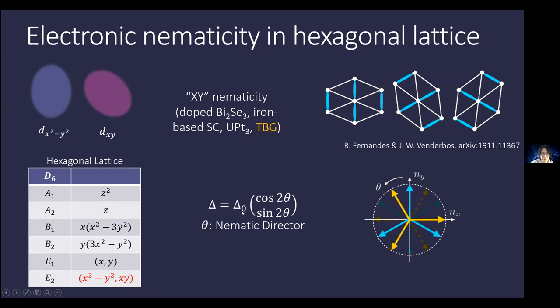So basically you have the two-component order parameter, which has an amplitude and a particular direction, and this is called the nematic director. And this is something unique to the hexagonal system, of course. So all these systems, including bismuth selenide, some iron-based superconductors, some heavy fermions, and of course TBG, have this symmetry. But the bottom line is that in hexagonal systems, nematicity doesn't have to lock to any particular crystal axis, and in principle it can be directed to any axis.